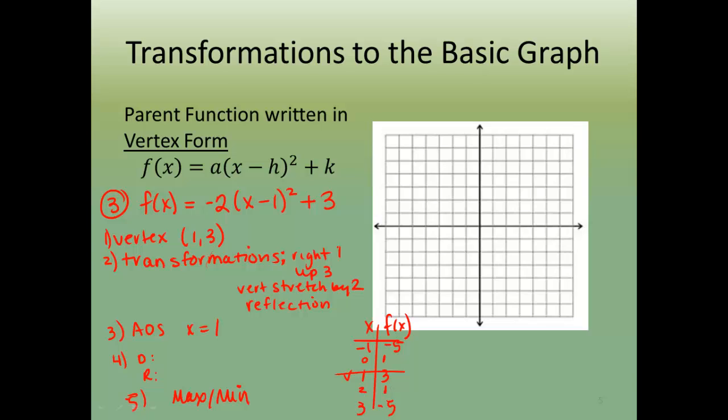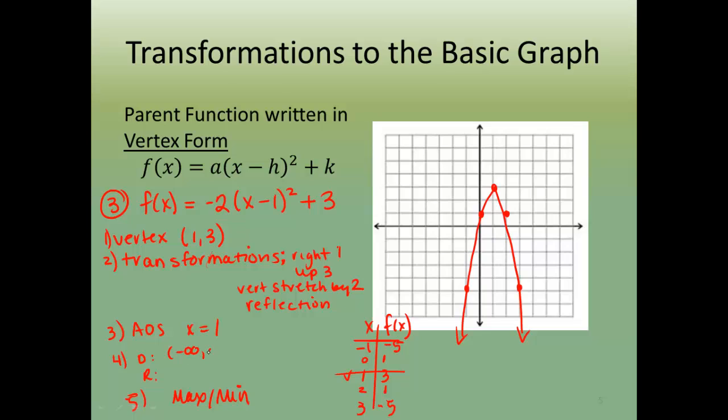So if I plot those points, and connect them, making my parabola or my parabolic shape, I'll notice that this graph opens down, which is what I thought it would do because I saw that there was a reflection. And that does not change my domain.